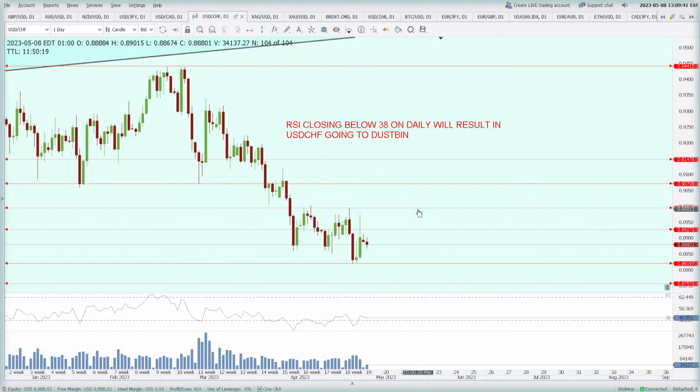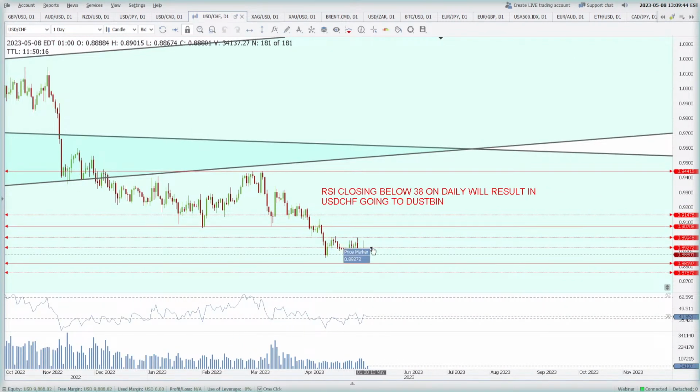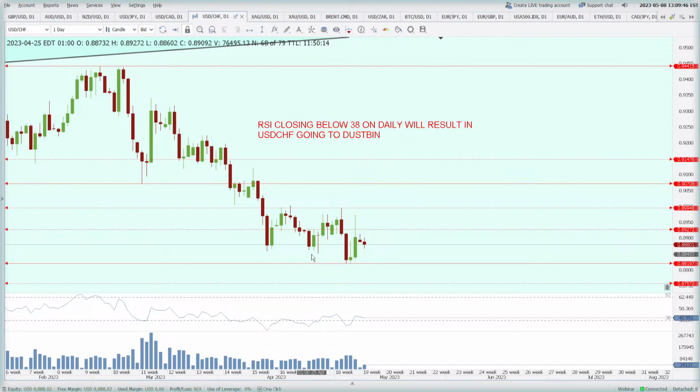USD CHF, we are looking for the lower highs and lower lows, and the highest high that the price had made while making all these lows is 0.8994.